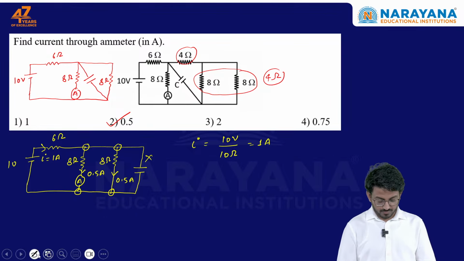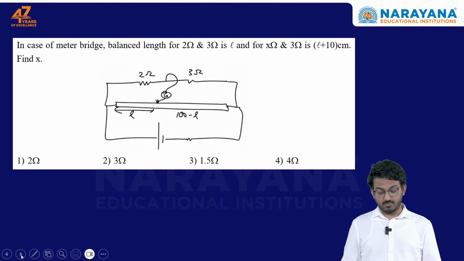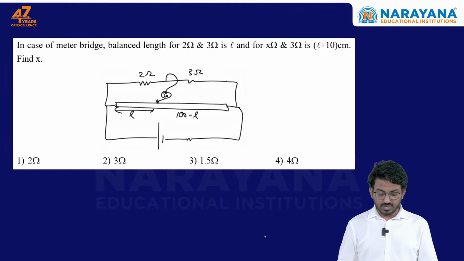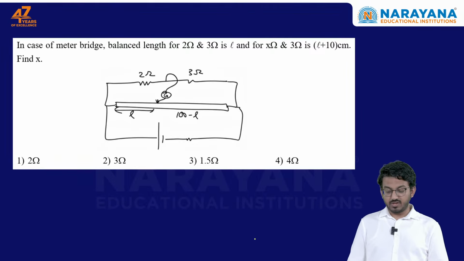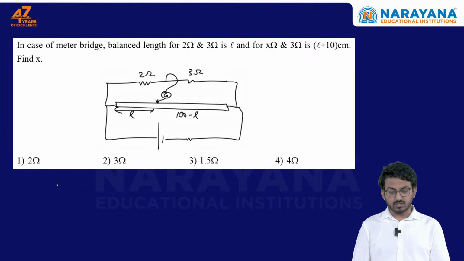So, I hope this is okay. Moving on. Again, we are getting a question on the meter bridge, which we have gotten in every shift. Here they are saying that we have 2 and 3 as the resistors, and L is the balance length. We know that this meter bridge works on the principle of the Wheatstone bridge. So, the ratio of resistances 2 and 3 is going to be equal to lambda L, where lambda is resistance per unit length, divided by lambda times (100 minus L).